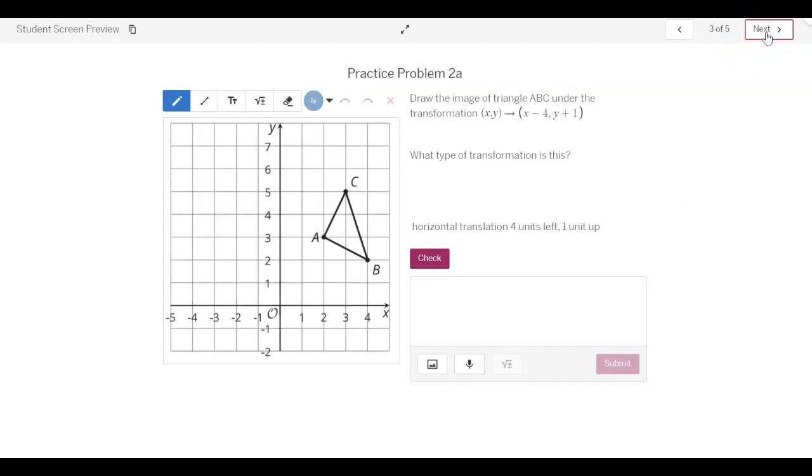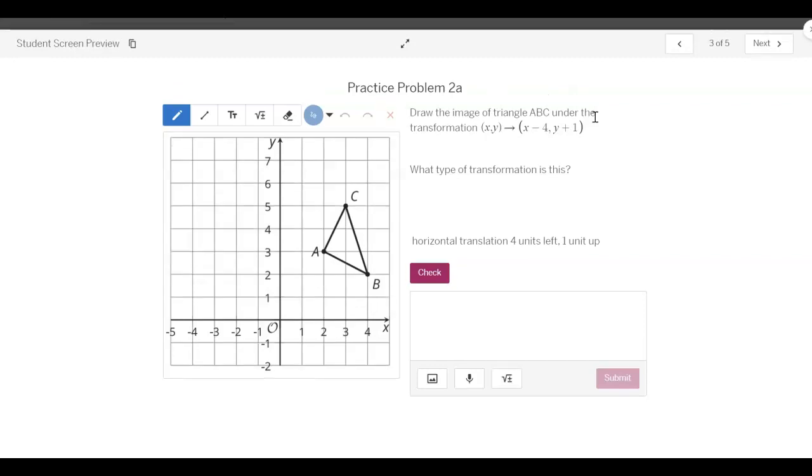Okay, practice problem 2A. So this is the beginning of practice problem 2. We are going to draw the image of triangle ABC under the transformation xy is going to become x minus 4, y plus 1. So what are we going to do first? Go ahead and pause and try it on your own and then come back. Okay, so let's check it and see how you did.